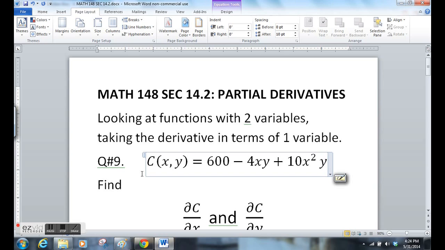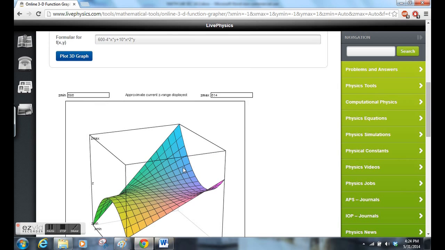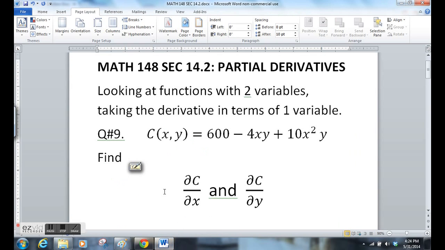So here's question number 9. Here's the function. C, in terms of x y, is equal to 600 minus 4x times y plus 10x squared times y. Okay, that's a function, sure. By the way, that function looks like this. How pretty is that? So it's this curving, saddly surface. And the question says, find dc dx, or the derivative of c in terms of x, and dc dy, the derivative of c in terms of y.